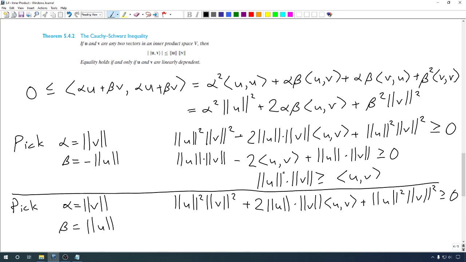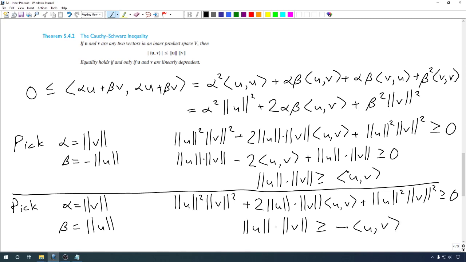Because now what happens when we bring the inner product of u and v to the other side is we'll have a negative. Basically, this is going to turn into norm of u times norm of v is bigger than or equal to the negative of the inner product of u and v.